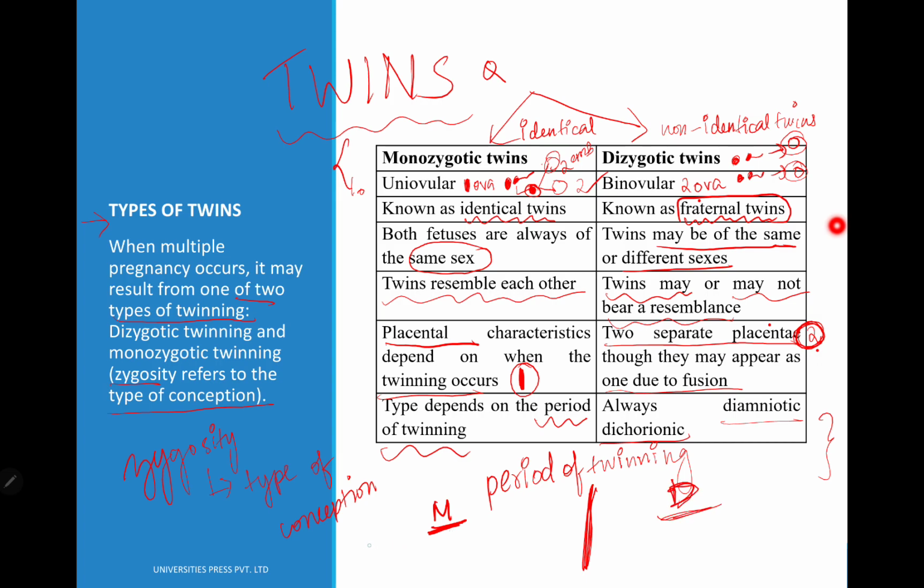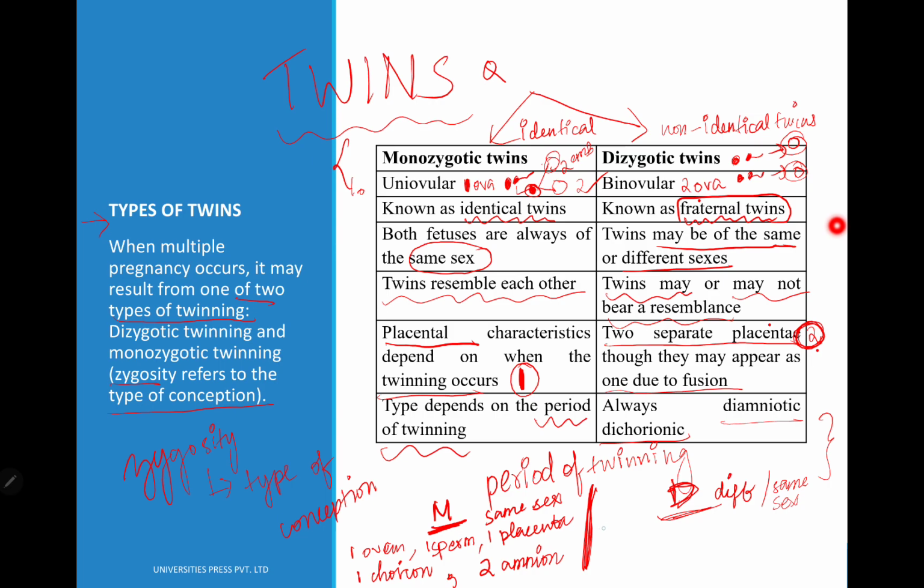In monozygotic twins, there is one ovum, one sperm, one placenta, one chorion, but two amnion. One chorion, two amnion, and it is of the same sex. Whereas dizygotic twins are of different or same sex.